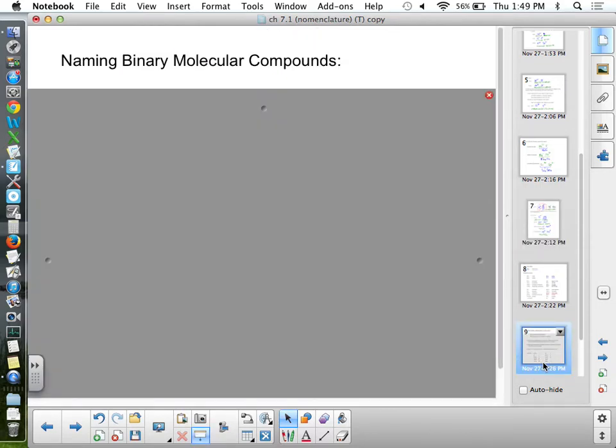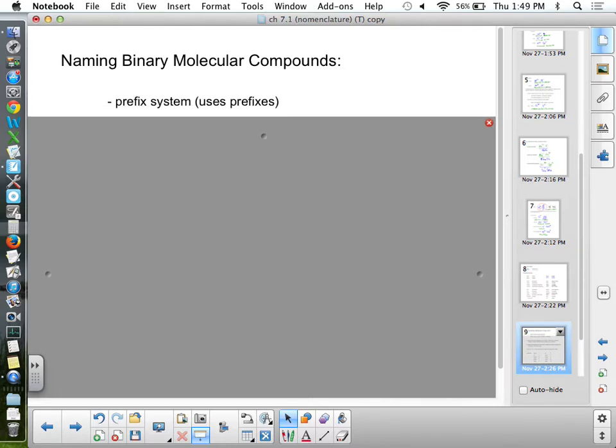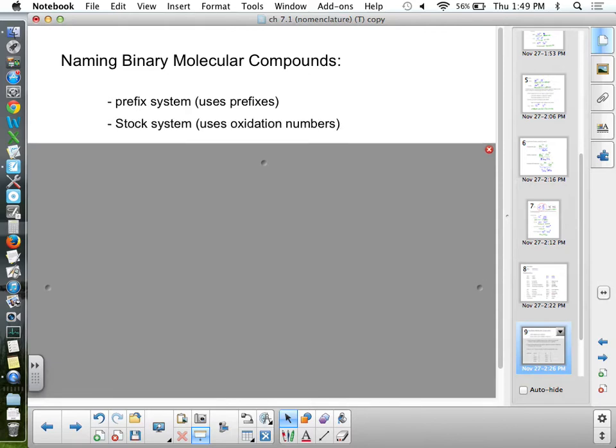Finally, let's talk about how we name binary molecular compounds. There are actually 2 systems for naming binary molecular compounds. One of them is the prefix system, which uses prefixes. The other is called the stock system, which uses what are called oxidation numbers. We're going to learn later in the year what oxidation numbers are, but we're not going to use the stock system, mainly because I don't like it.